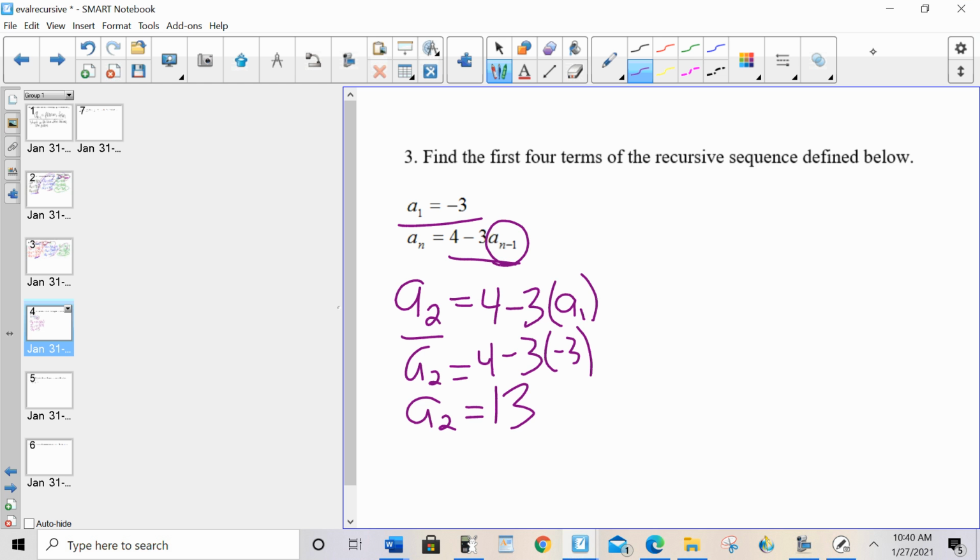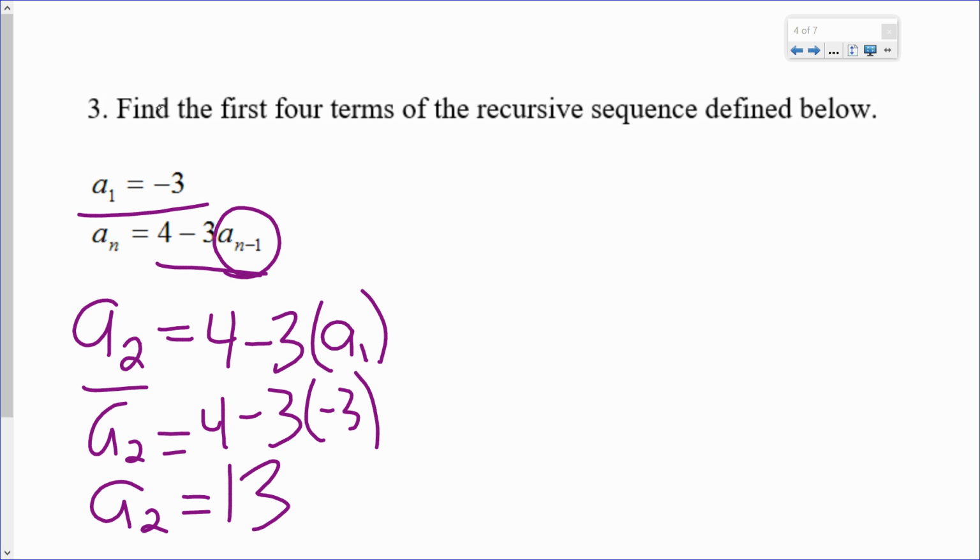Now that I have the second term, I can find the third term. You do it. Take whatever time you need. I want you to pause, try to find the third and then the fourth term, and then unpause.